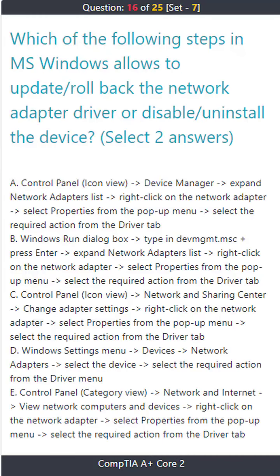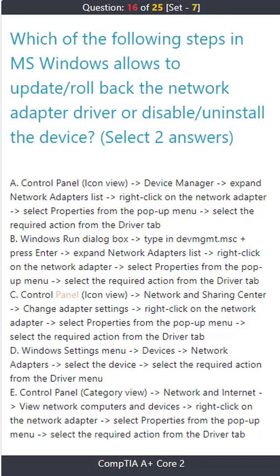Question 16. Which of the following steps in MS Windows allows to update/roll back the network adapter driver or disable/uninstall the device? Select 2 answers. A. Control Panel, Icon View, Device Manager. Expand Network Adapters list, right-click on the network adapter, select Properties from the pop-up menu, select the required action from the Driver tab. B. Windows Run dialog box, type in devmgmt.msc and press Enter, expand network adapters list, right-click on the network adapter, select Properties from the pop-up menu, select the required action from the Driver tab.